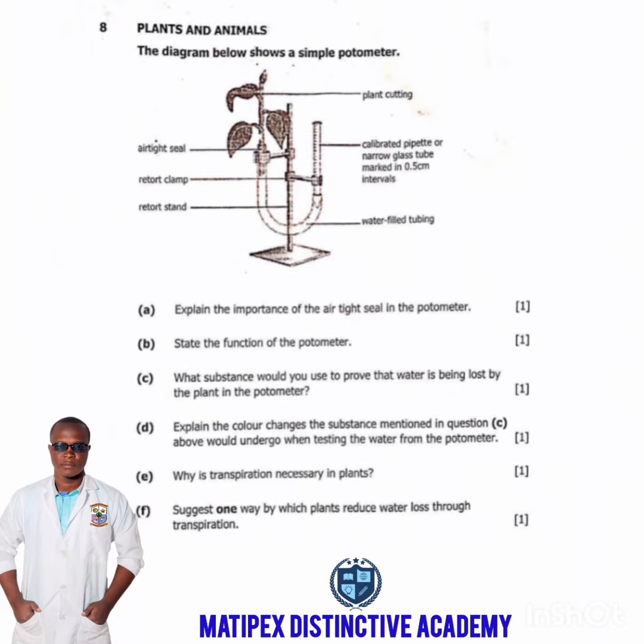Okay. Question F. Suggest one way by which plants reduce water loss through transpiration. So how do plants reduce water loss through transpiration? Okay. So this is done by a thickened wax cuticle. Second, stomata, reduced leaf size. All those are answers.